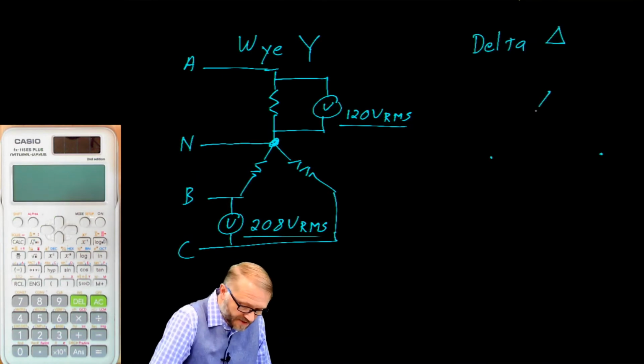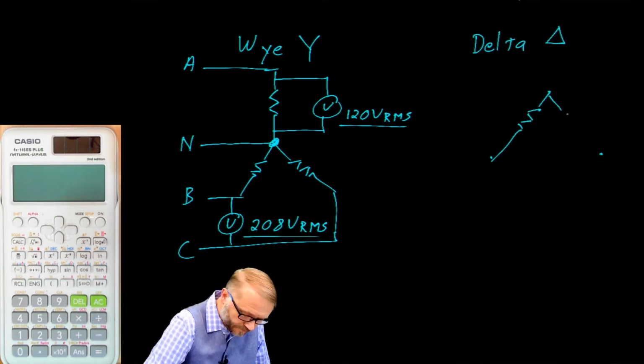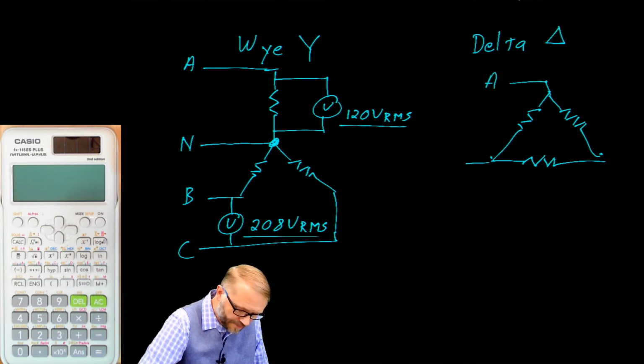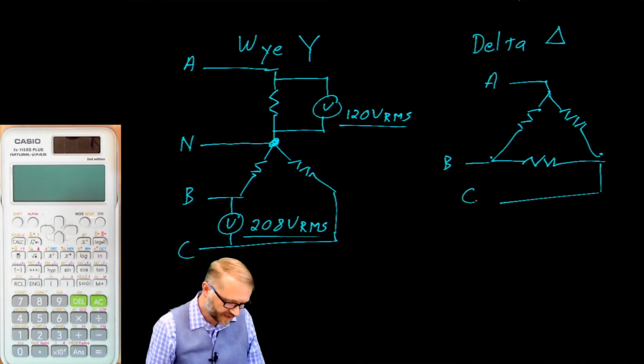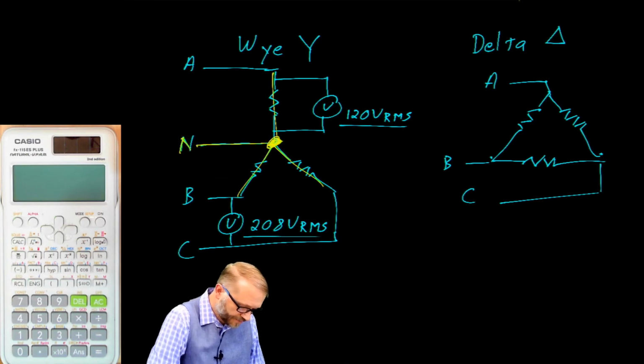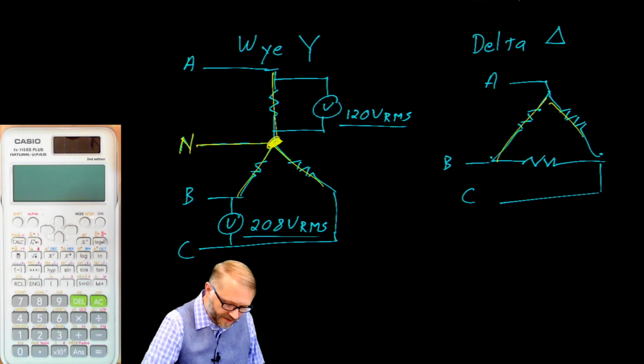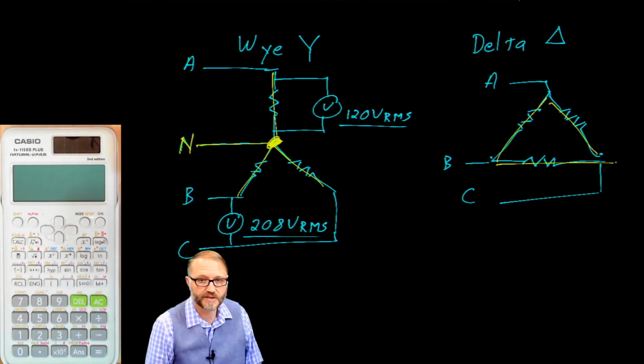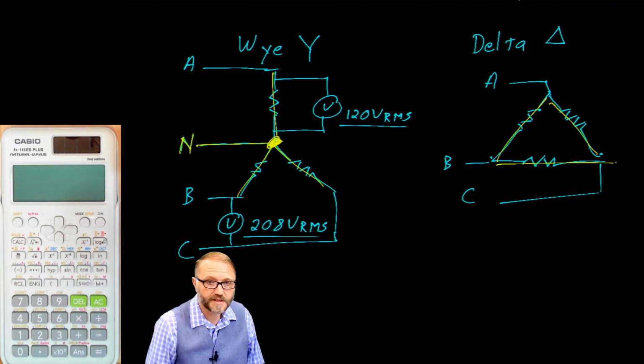You would connect your resistors up like this, and then bring in your phases, phase A, phase B, and phase C. One more time, this is a Y connection. It has a center point that goes to neutral, and this is a delta connection. You'll notice it has no central point. That's one easy way to tell them apart.